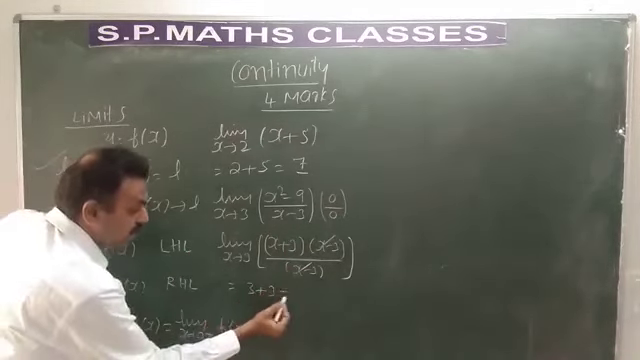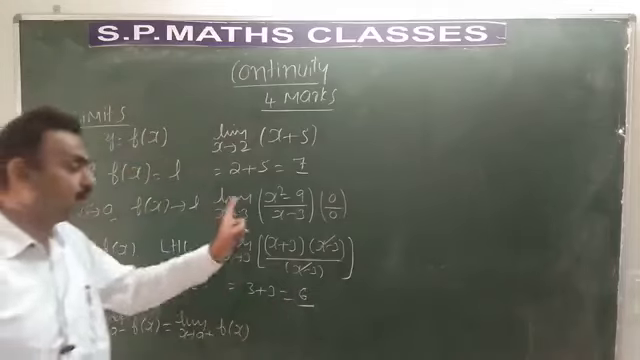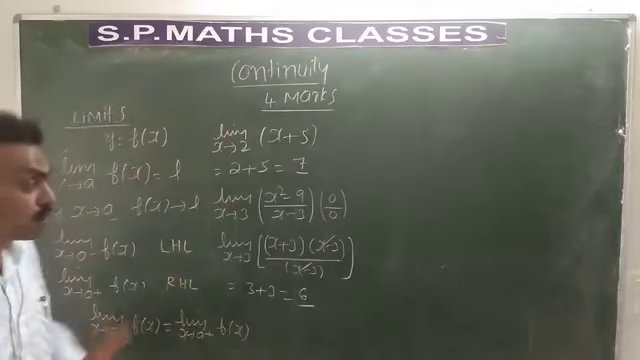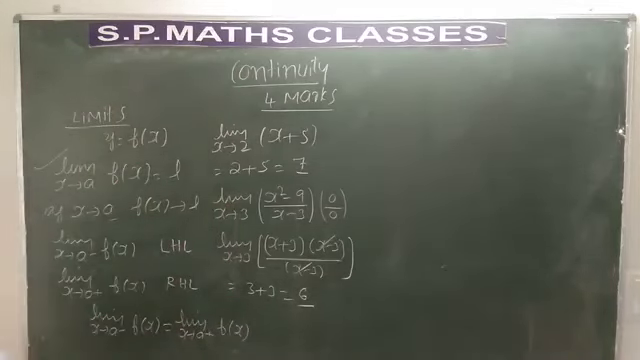3 plus 3, that's equal to 6. 6 is the value of this limit. I think you have understood how to get this. This is how we evaluate limits.